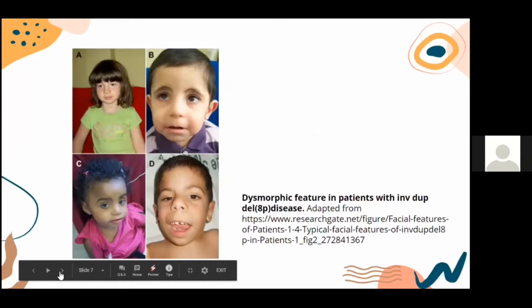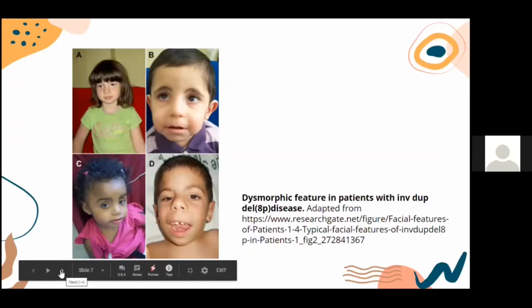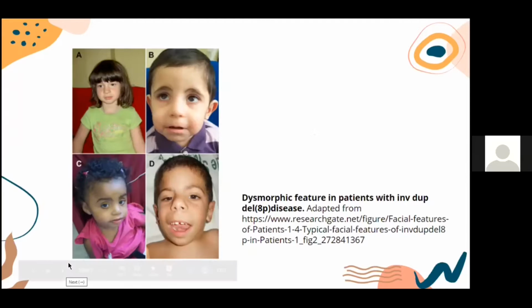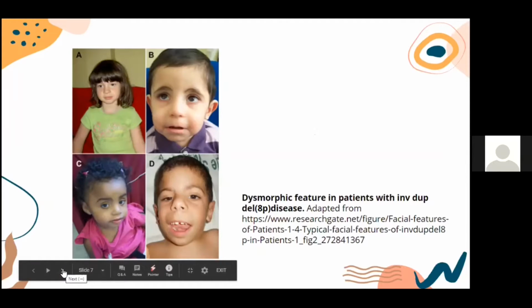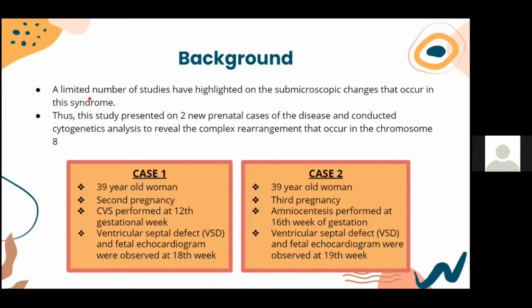The picture illustrates the most common dysmorphic features of patients with inversion duplication deletion. A limited number of studies have highlighted the submicroscopic changes that occur in this syndrome. Thus, this study presented 2 new prenatal cases of the disease and conducted cytogenetics analysis to reveal the complex rearrangement that occurs in chromosome 8.